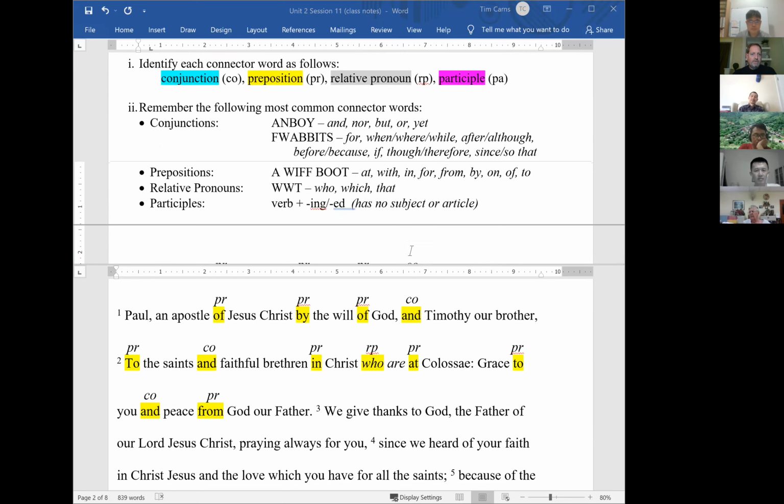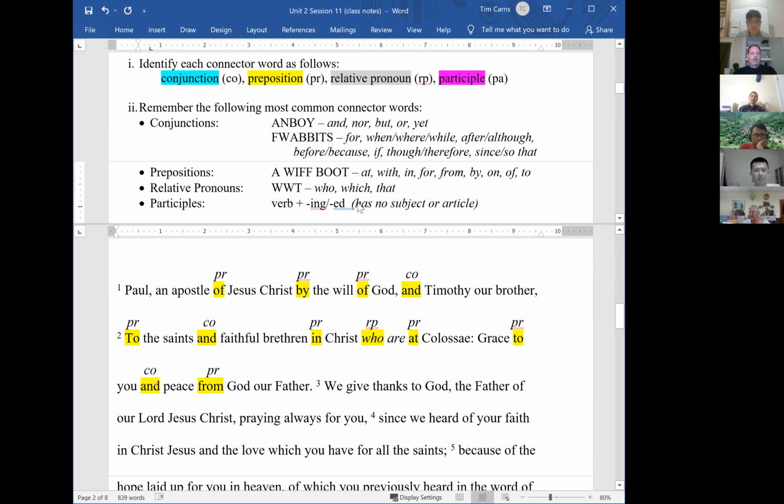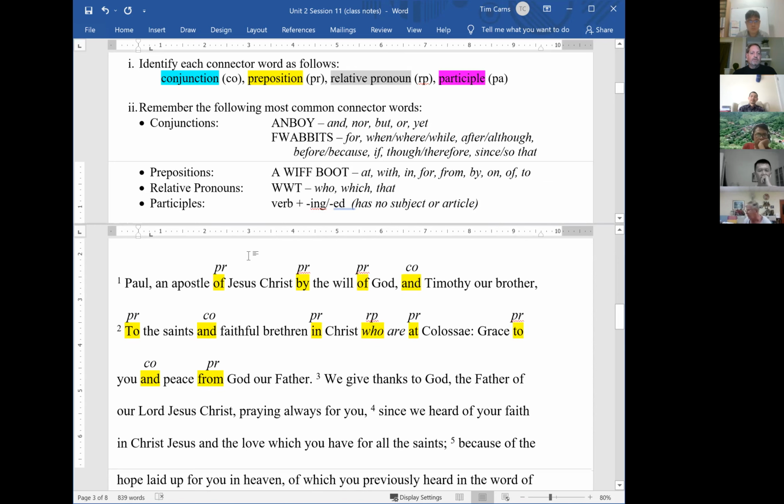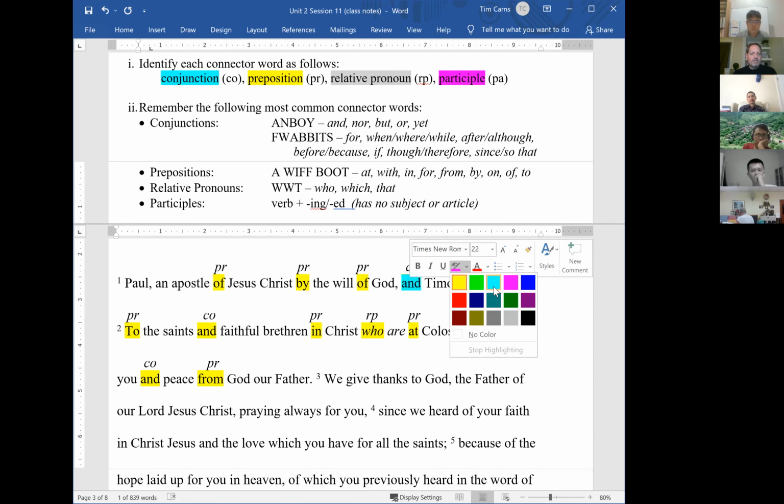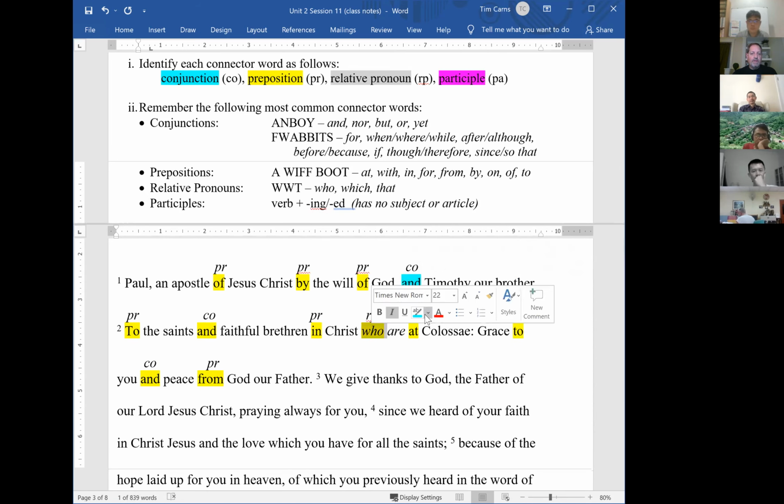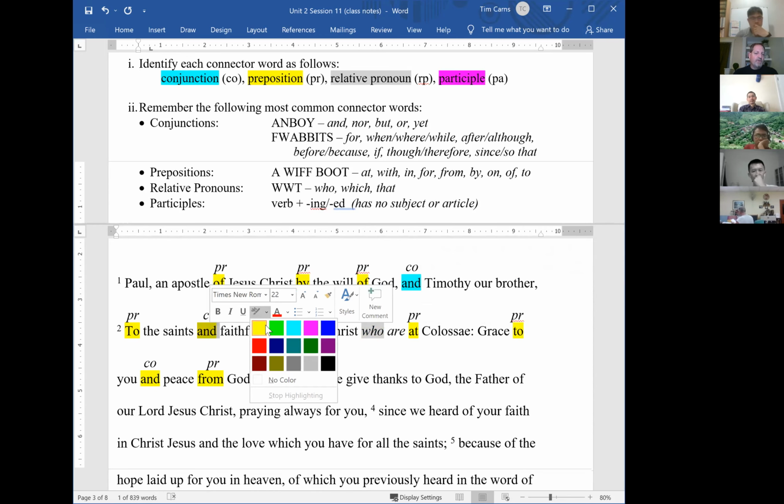All right, hopefully this will work. I'll keep these up at the top of your screen so you can have reference to them as we go through together. So I gave you an example for the first couple of verses where I highlighted the prepositions, the conjunctions, and the relative pronouns. We don't have any participles in this first one. But notice I just put above each of them the corresponding abbreviation.